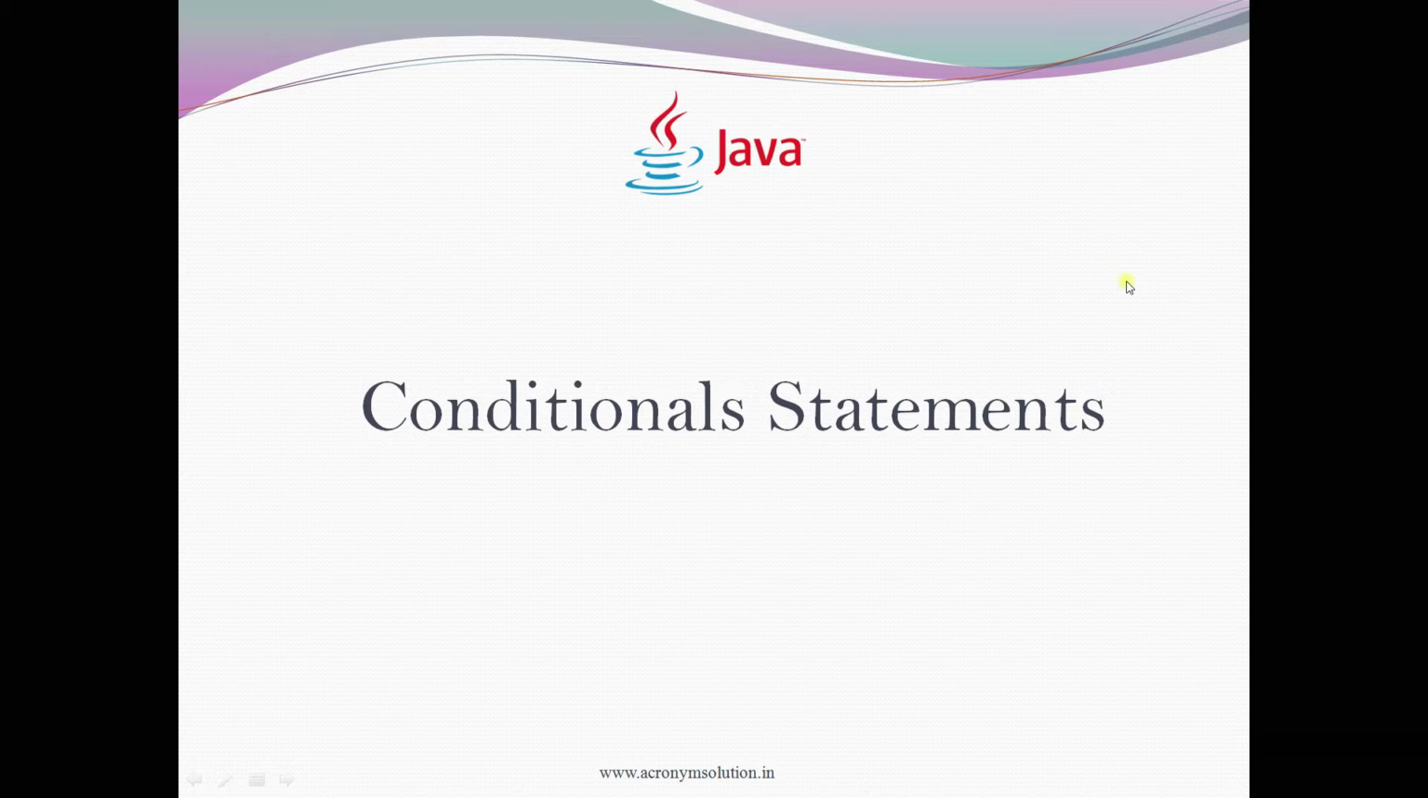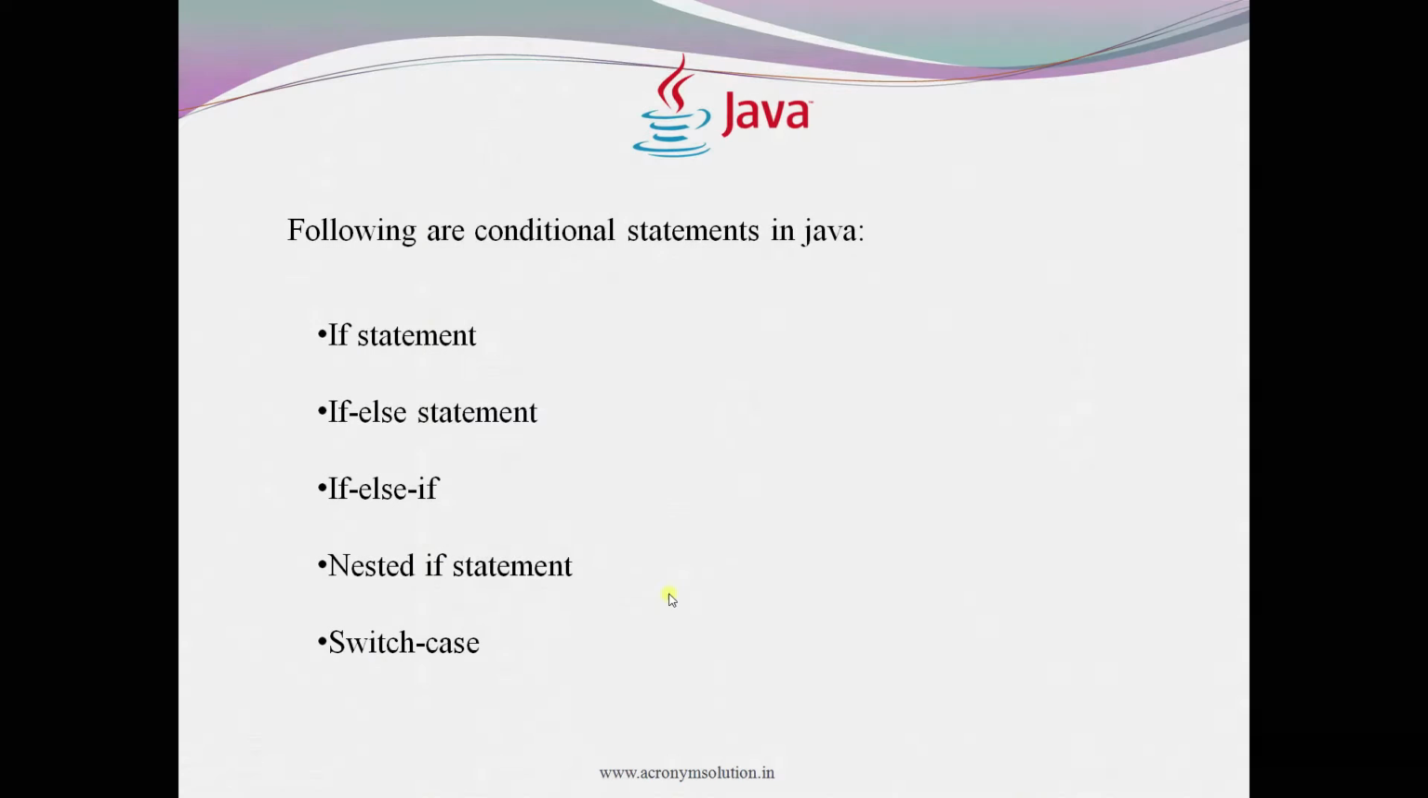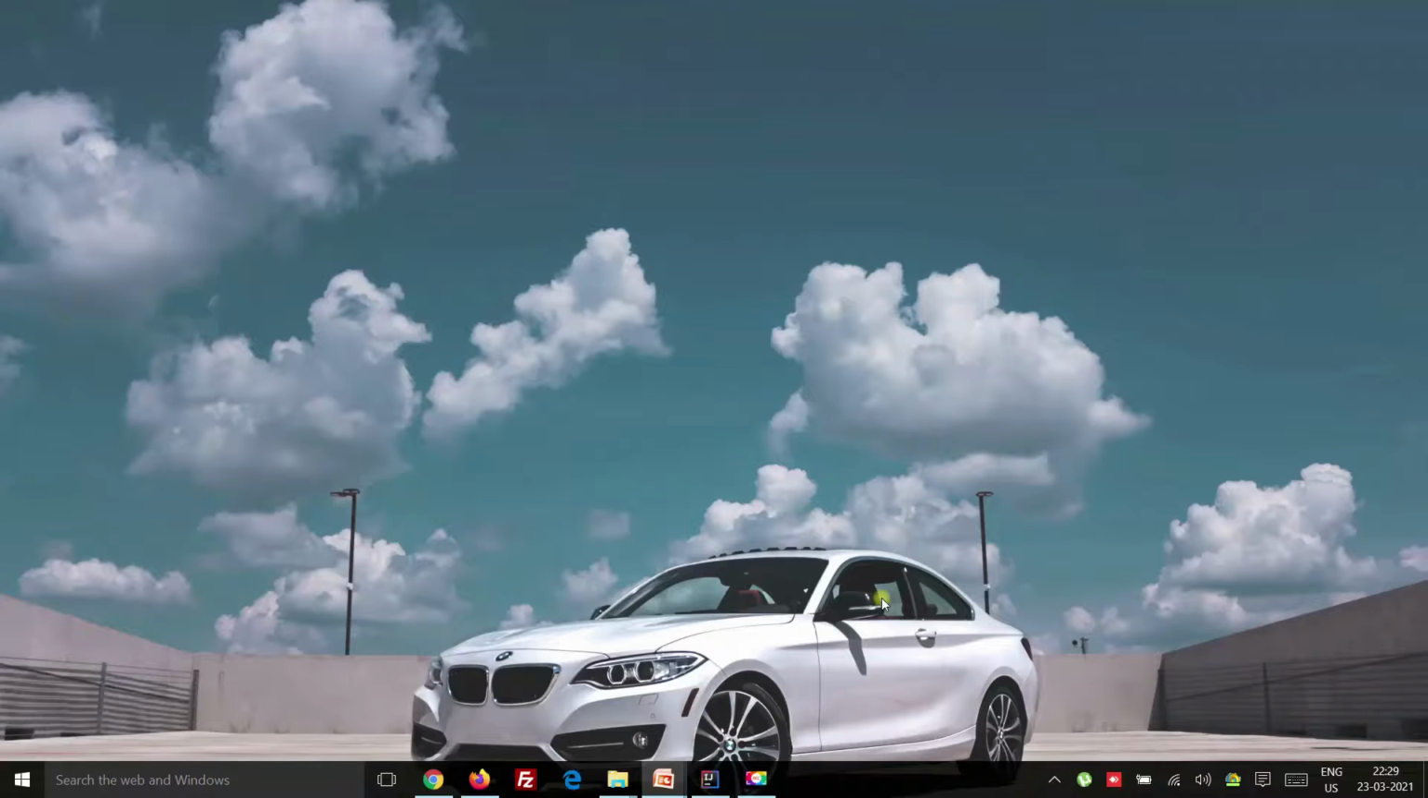And same here is with Java. So we will see what those statements are. Java has various kinds of conditional statements, like if, else if, nested if, and switch case. These are all different kinds of statements which can be used in Java for taking decisions. So we will see how it actually looks.